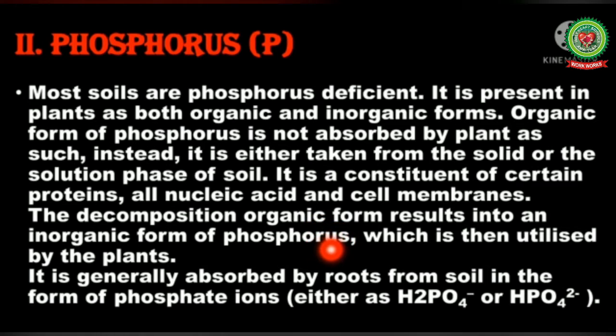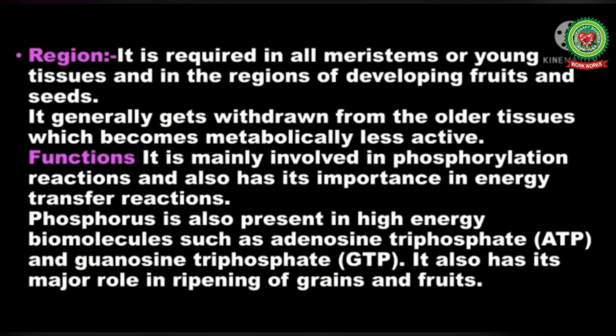For example, ATP turns into inorganic phosphate and ADP, which is then utilized by the plants. It is generally absorbed by roots from the soil in the form of phosphate ions. The regions that require phosphorus are meristematic tissue, young tissue, and the regions of developing fruits and seeds. It generally gets withdrawn from the older tissues which become metabolically less active.